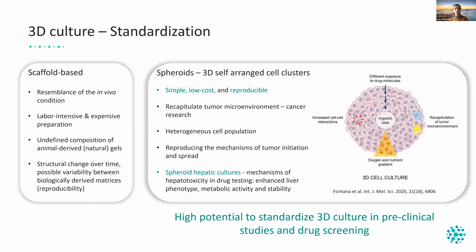But spheroids can not only be used in cancer research. The 3-dimensional spheroids for hepatic culture have emerged as a promising tool to assess mechanisms of hepatotoxicity, as they demonstrate enhanced liver phenotype, metabolic activity, and stability in culture, which was not attainable with conventional 2-dimensional hepatic models. So the spheroids have a high potential to standardize the 3D culture in preclinical studies and drug screening.